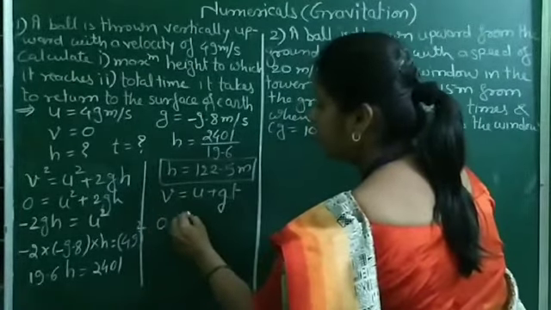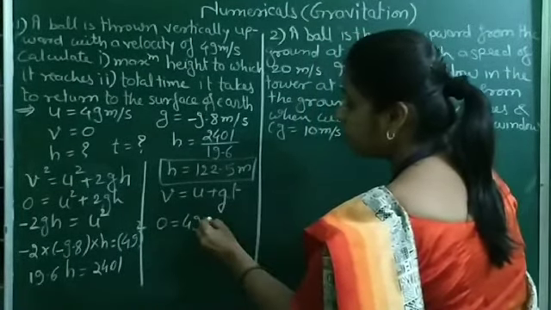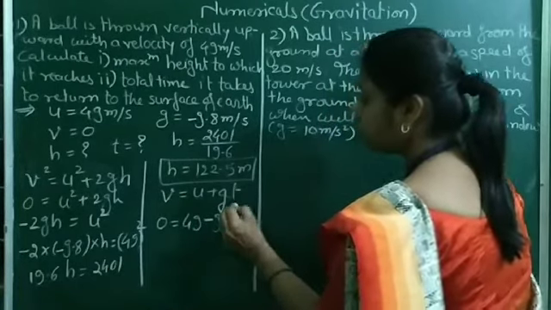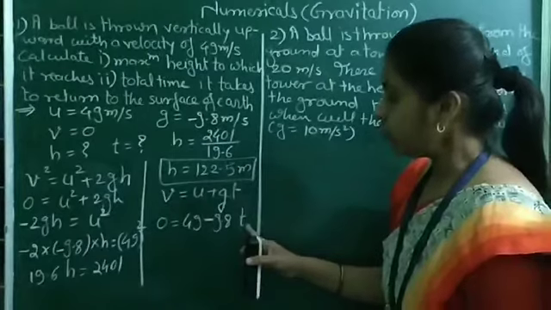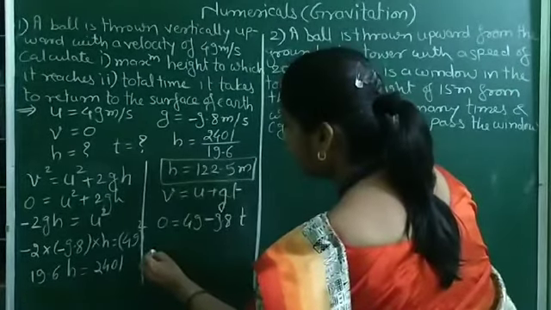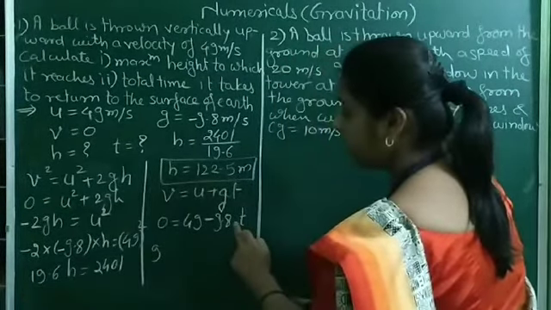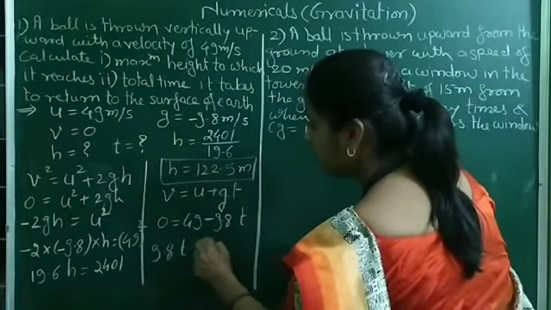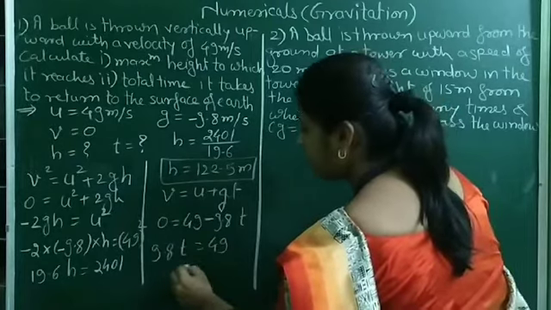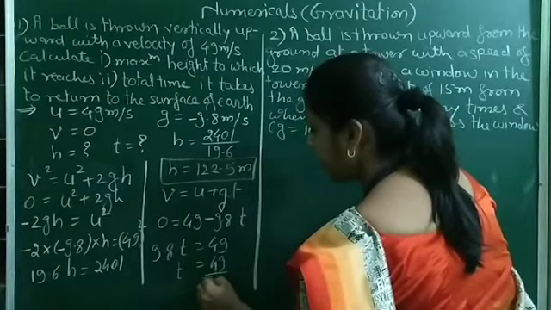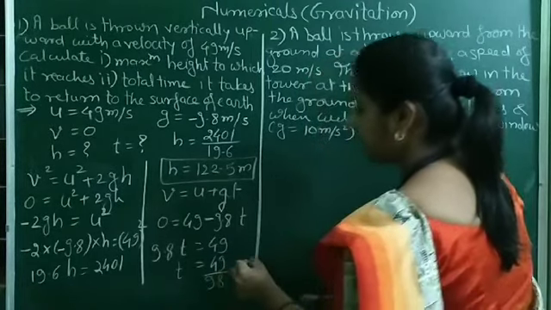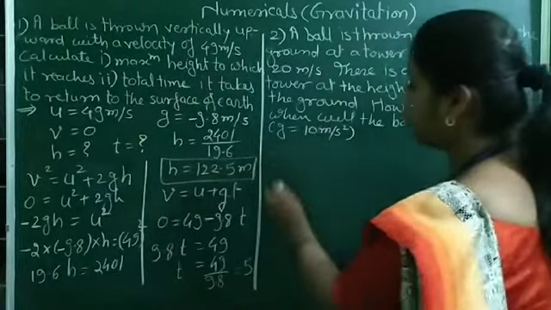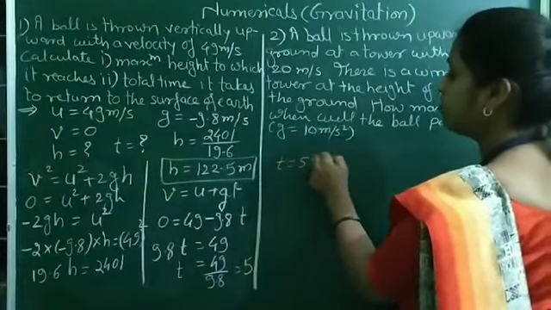Now v is 0, u will be 49, the value of g will be minus 9.8, therefore it will be minus 9.8, and t that we have to find. So on the left hand side it becomes plus 9.8 into t is equal to 49, and therefore t is equal to 49 divided by 9.8, and it will be 5. So t is equal to 5 seconds.